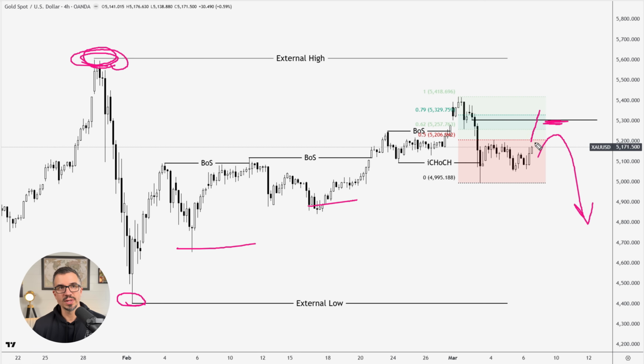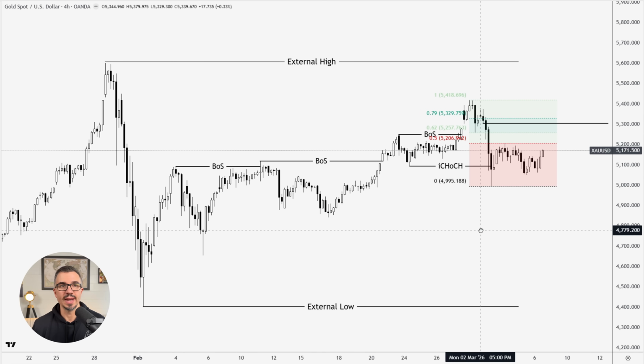But again, lower time frame confirmation, a lower time frame change of character, or a liquidity sweep of some sort up here is really going to dictate whether we get this here in the pullback, or if we just continue higher up here toward this high. So inconclusive as of now, but again, keep an eye on 5,300 next week here for gold.